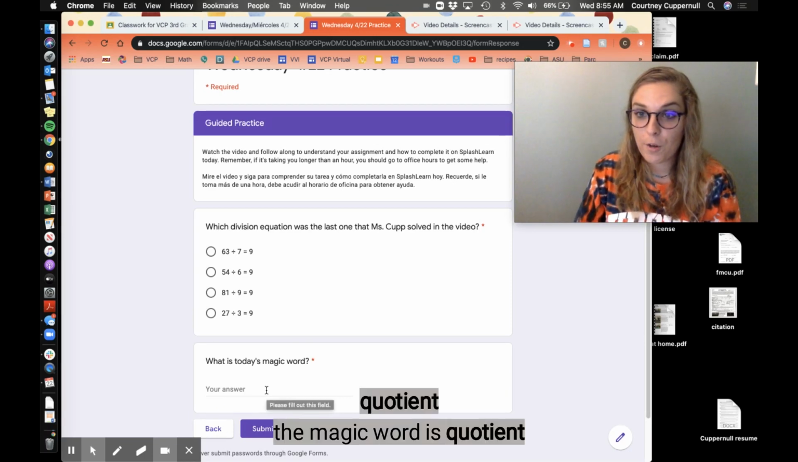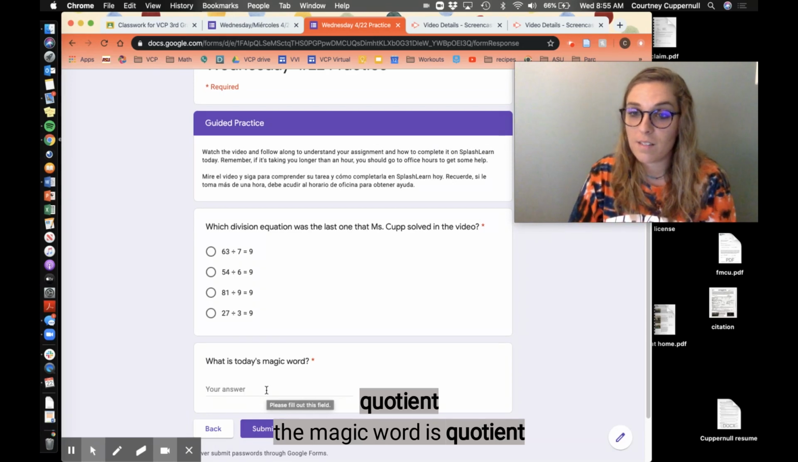Reminder, we went over it when we were going over the slides. It is what a mathematician would call the answer to a division equation. It starts with a Q. If you want some quick spelling help, I'll flash how to spell it in a second.